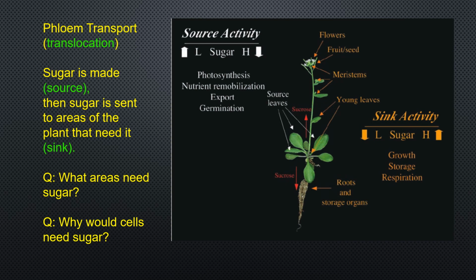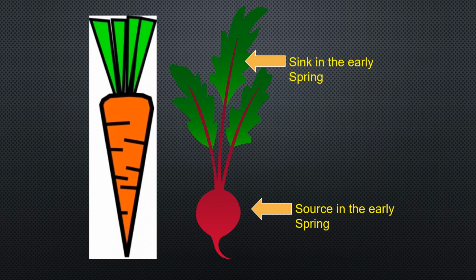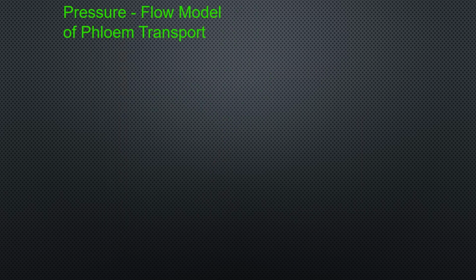So translocation always occurs from the source to the sink. So it's not quite as simple as our water movement. Water movement pretty much starts at the bottom, moves to the top. Well, with sugars, it can go anywhere, up or down or sideways. So in order to understand our phloem translocation, this particular model is called the pressure flow model.